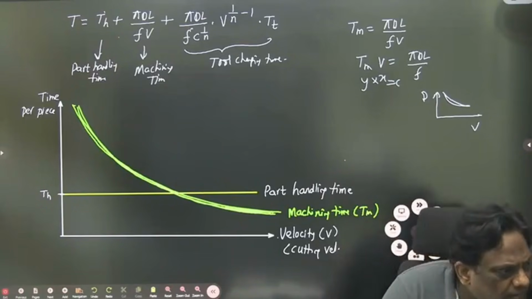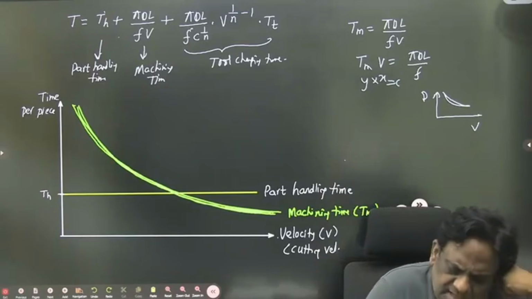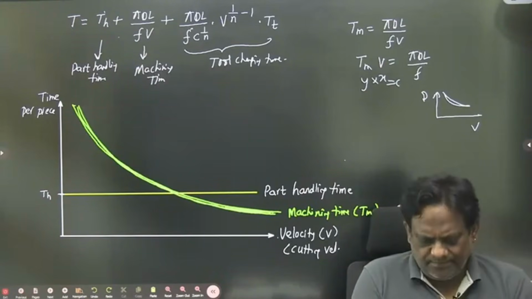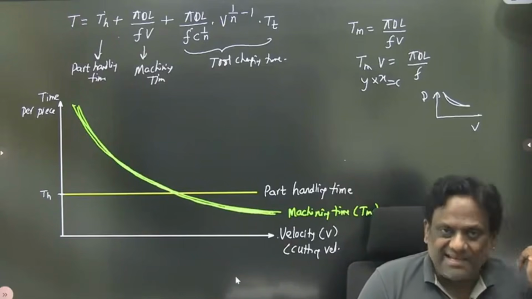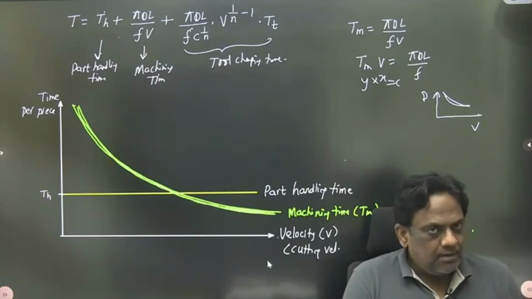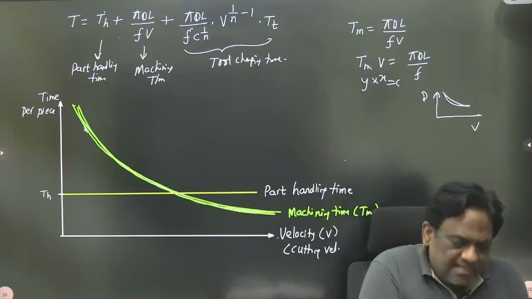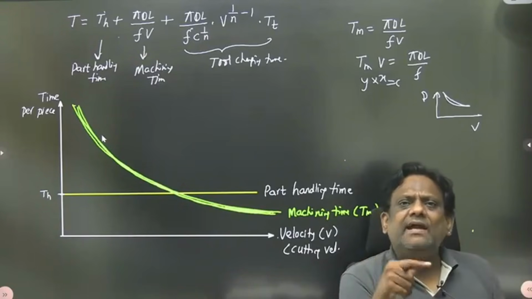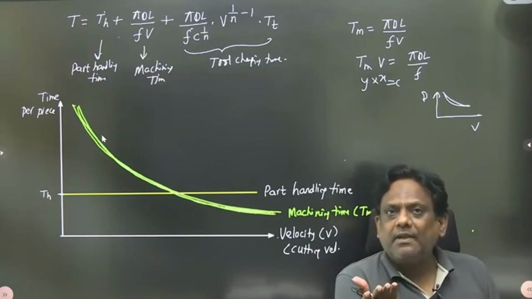Are there cases in which machining time is less than the part handling time? There is a possibility, sir. Every possibility, yes. We are not ruling it out. We are not taking any specific cases, sir. Now, if you understand clearly why it is happening, obviously, when you are cutting at a higher speed, it is taking less time to manufacture a single component.